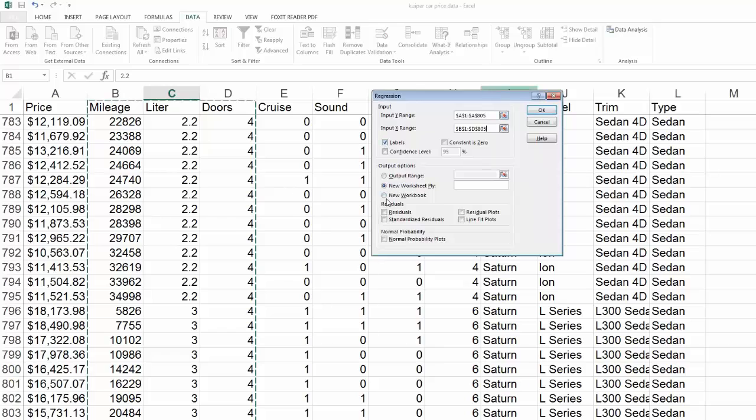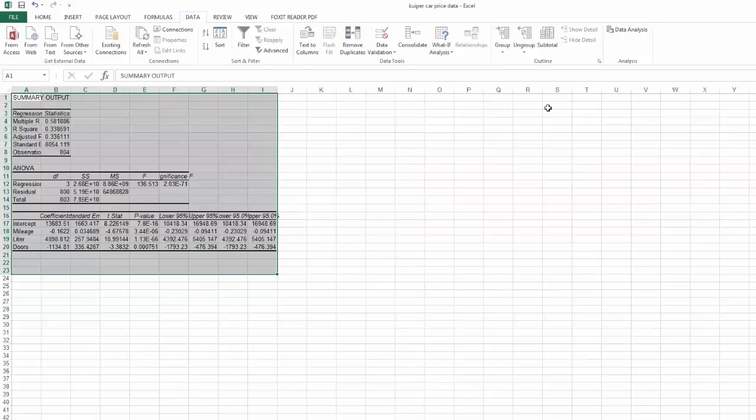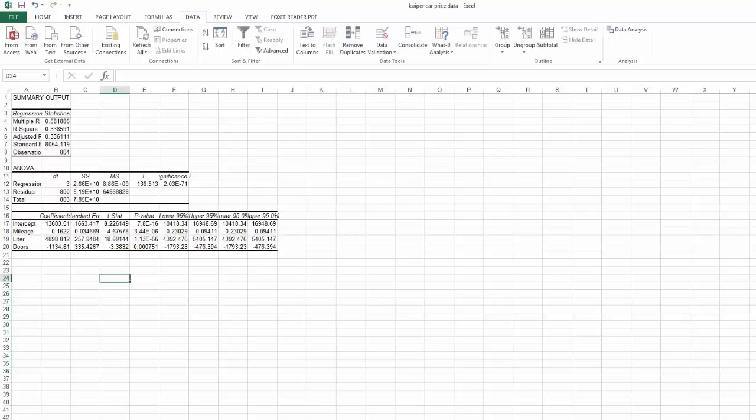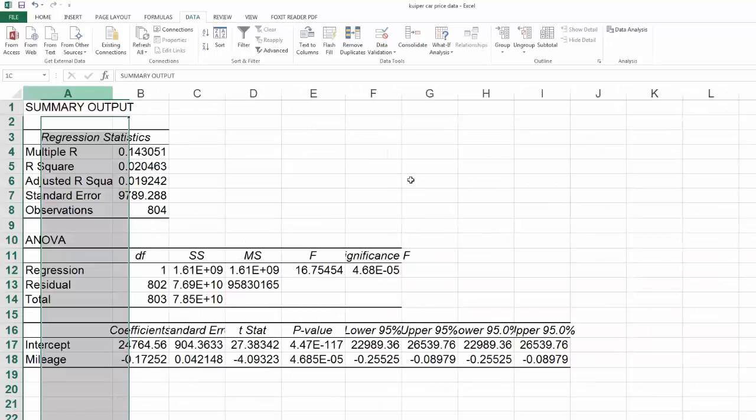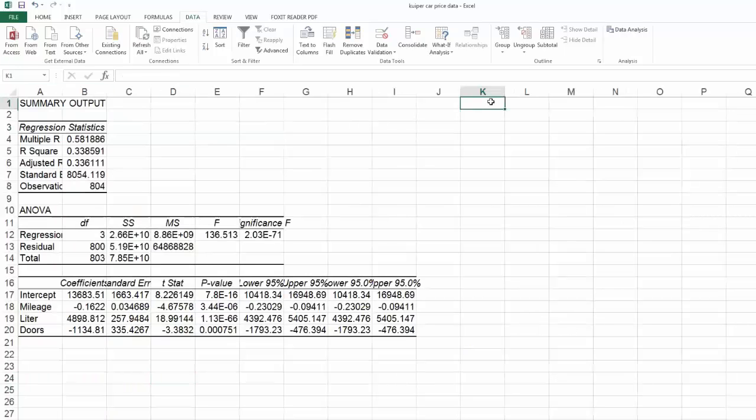I want my labels again. I want to make a new sheet. Hit OK. Got my next sheet here. Let me make it bigger. Let me cut these and put them over here just so we can have them side by side.